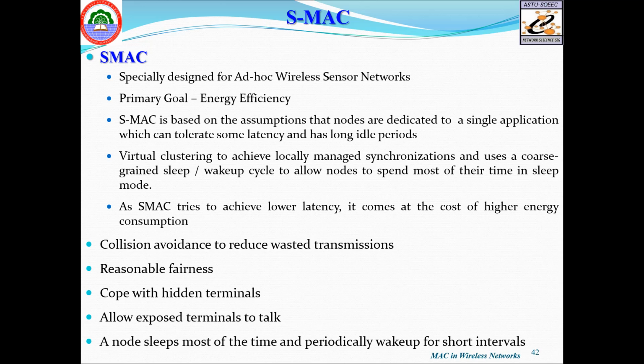In SMAC there are various features, which include periodic listening, collision avoidance, adaptive listening, and avoiding overhearing and message passing. They are the five important features of SMAC. We are going to discuss these five features in the next lecture.